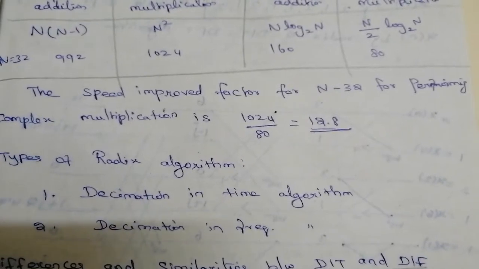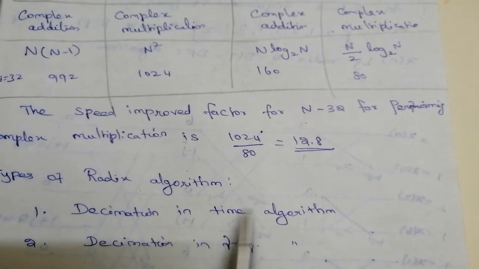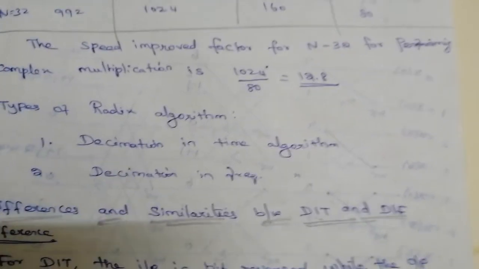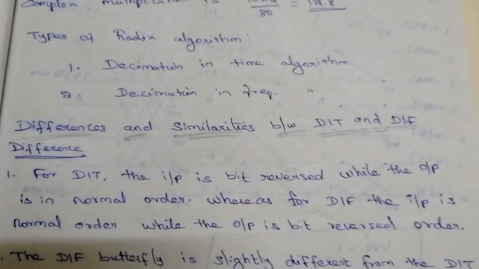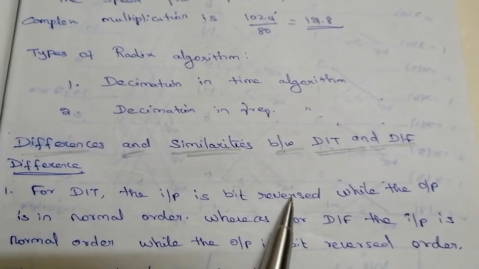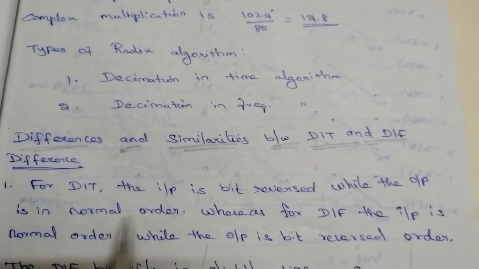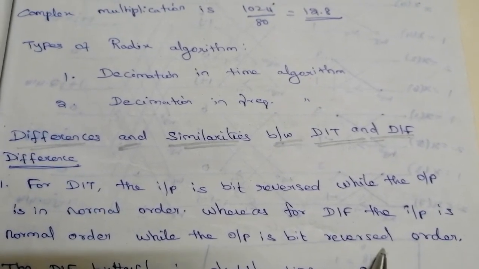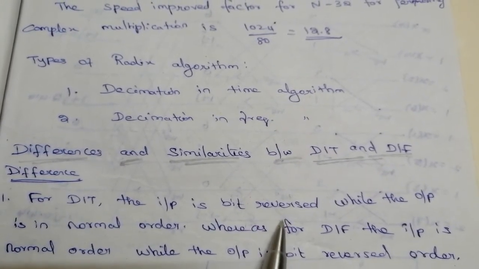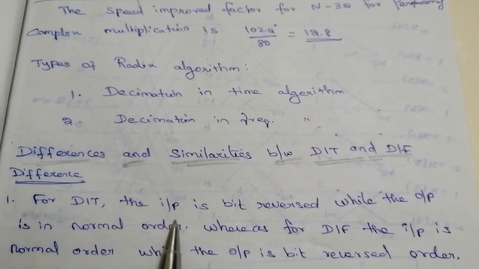Next, types of radix algorithm. In FFT, there are two algorithms. One is DIT, the decimation in time algorithm. Another one is DIF, the decimation in frequency algorithm. So, differences and similarities between DIT and DIF. First, the differences. For decimation in time, the input is bit reversed while the output is in normal order. Whereas in decimation in frequency, the input is in normal order while the output is in bit reversed order. I will explain what is meant by bit reversal in a problem. It's normal order and reverse order, okay?